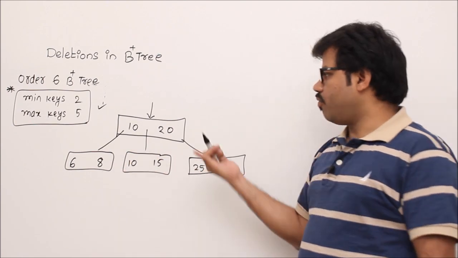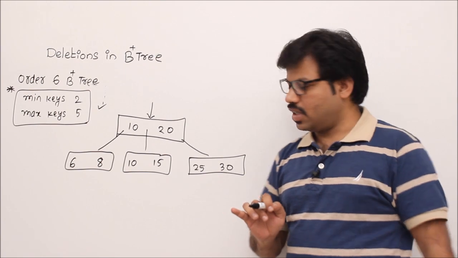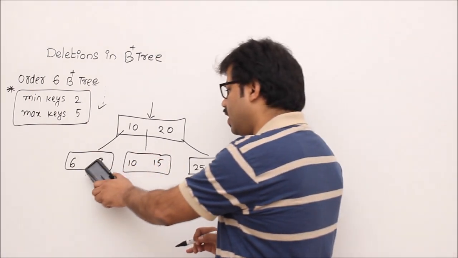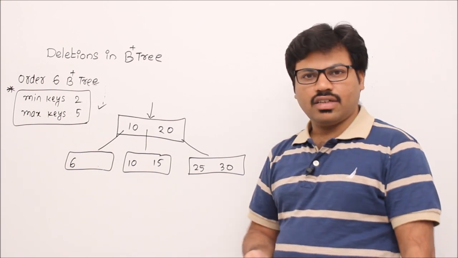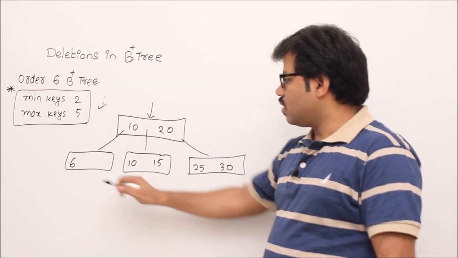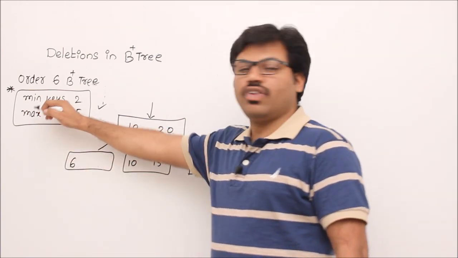Yes. Maximum 5, we are satisfying. Now we'll understand how to do the deletions in B plus tree. Example, let's say if I delete 8, right? So if I delete 8, then what happens? This is the place we have to delete it, but the minimum condition will be violated.